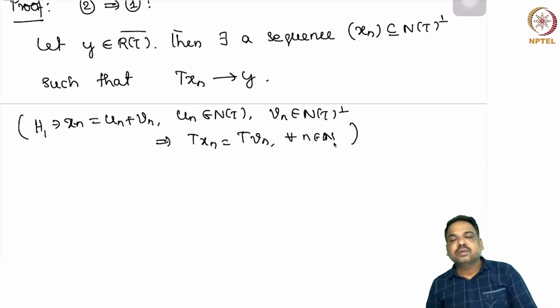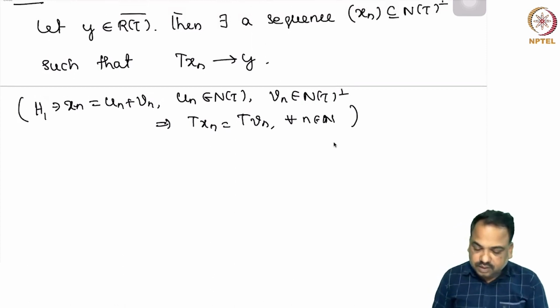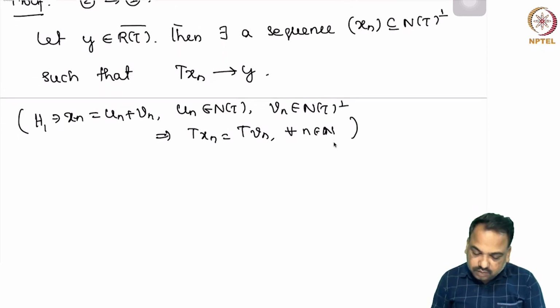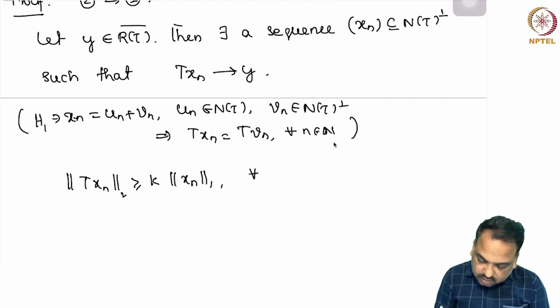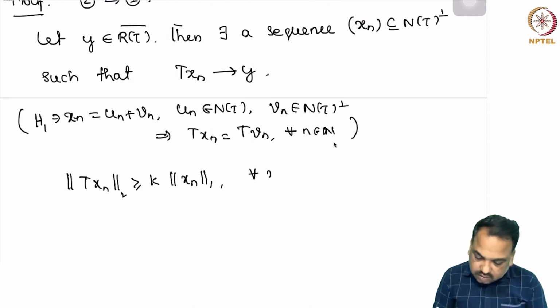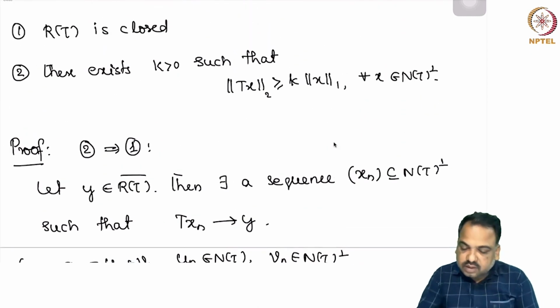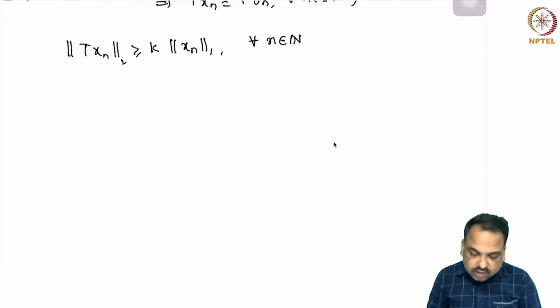So we can replace vn by xn and argue the result. Okay, now we are given that norm of T xn is greater than k times norm xn for every n in N. This is by the condition that we are given. Let us say this is condition star. So by star this is true.